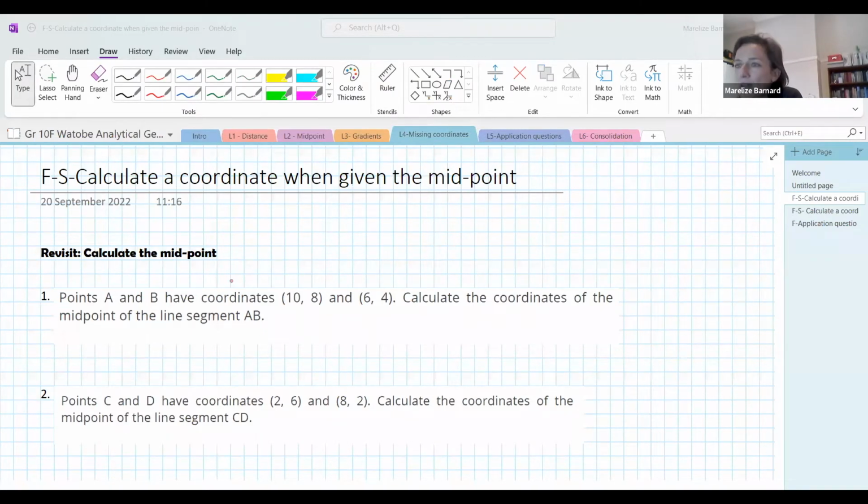Calculate the midpoint of AB. The coordinates for A are 10 and 8 and B 6 and 4. So where is the middle between those 2 points? We did that in lesson 2. So off you go. I'm going to be quiet now and let you think. Don't post answers yet. Just wait until I call for answers, please.